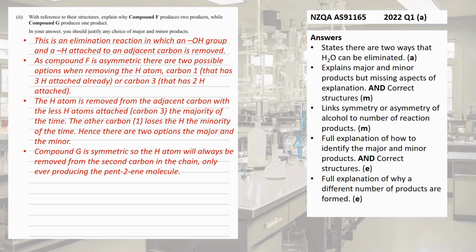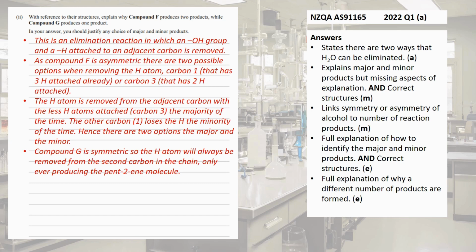Oh, wait a minute. So the excellence grade is just for the major and minor, and then we have another excellence grade for why there are 2 different products. So that's the symmetry. So if we explain the asymmetry and symmetry correctly, and we give reference by saying the carbons that they come off, then we will indeed get 2 excellences, and that will get us an excellence mark for the whole question.